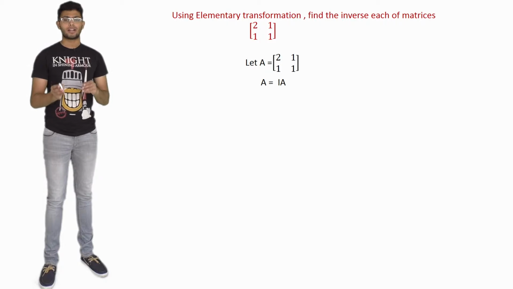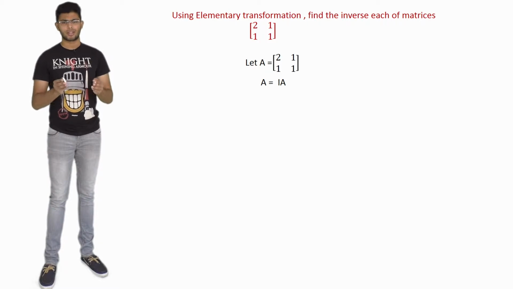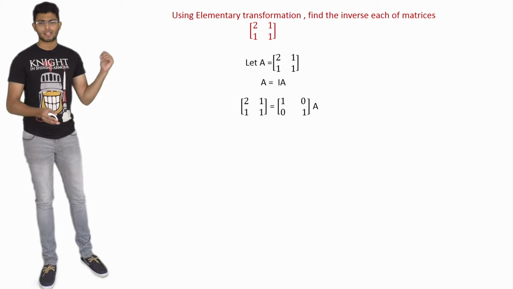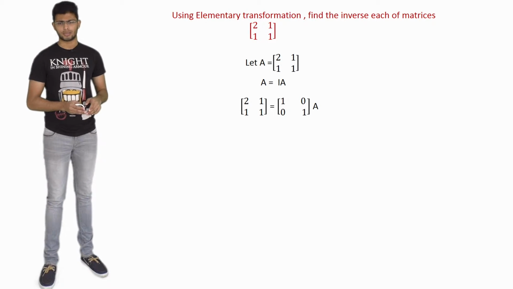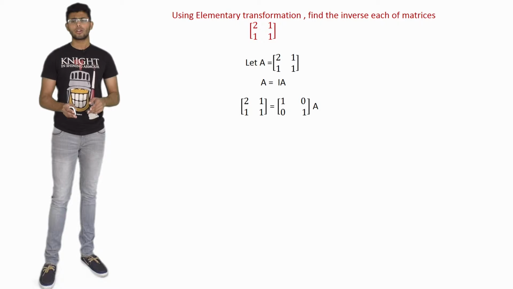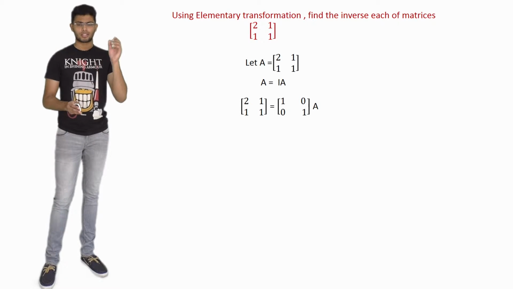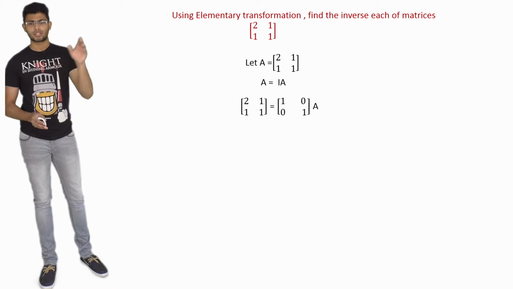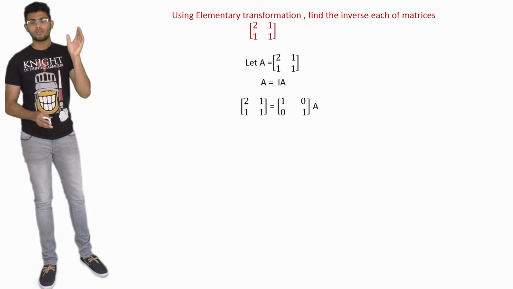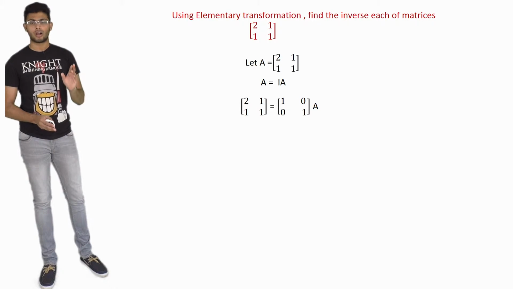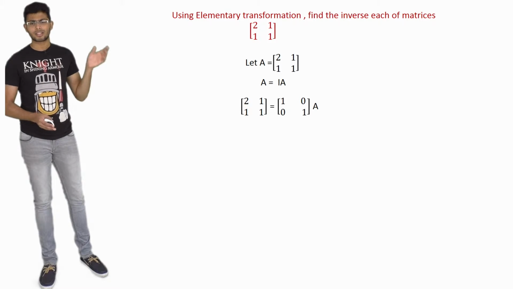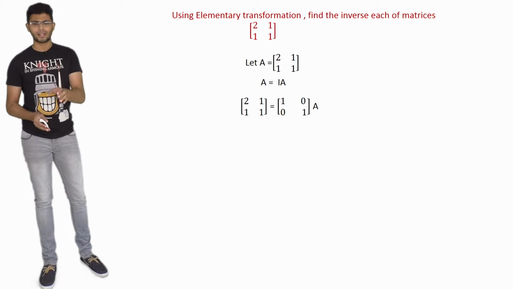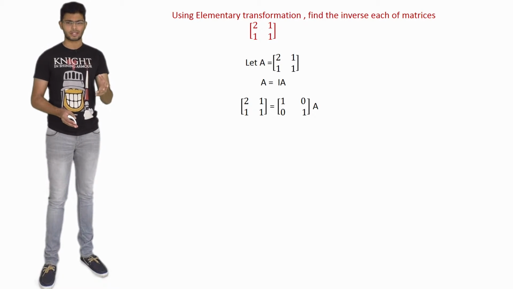So we know that any matrix times an identity matrix is the matrix itself. So we're going to write that down. Let's substitute the values of A on the LHS and I on the RHS. What we're going to do now is make the LHS, which is the matrix A, into an identity matrix. When we make that into an identity matrix, the RHS, where we have the identity matrix, is automatically going to become your inverse matrix.